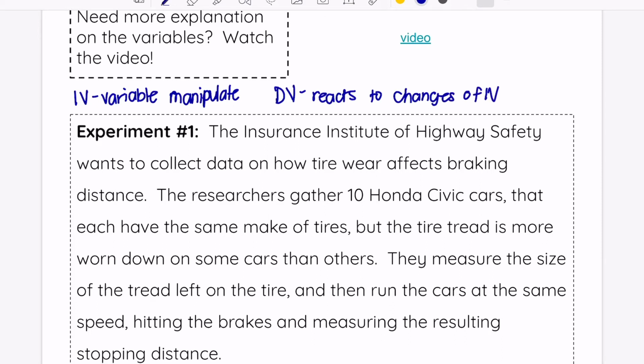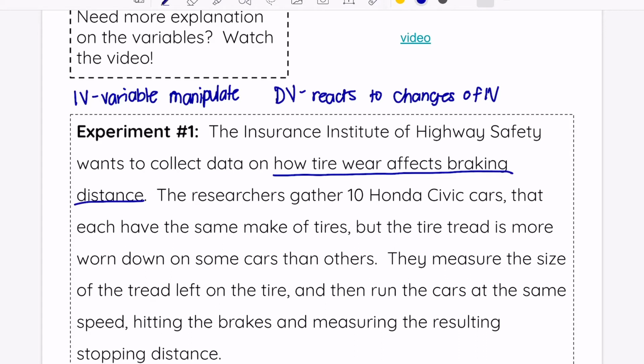So in experiment number 1, the Insurance Institute of Highway Safety wants to collect data on how tire wear affects braking distance. The researchers gathered 10 Honda Civic cars that each have the same make of tires, but the tire tread is more worn down on some cars than others. They measure the size of the tread left on the tire and then run the cars at the same speed, hitting the brakes and measuring the resulting stopping distance. So they're trying to find out how tire wear affects braking distance.